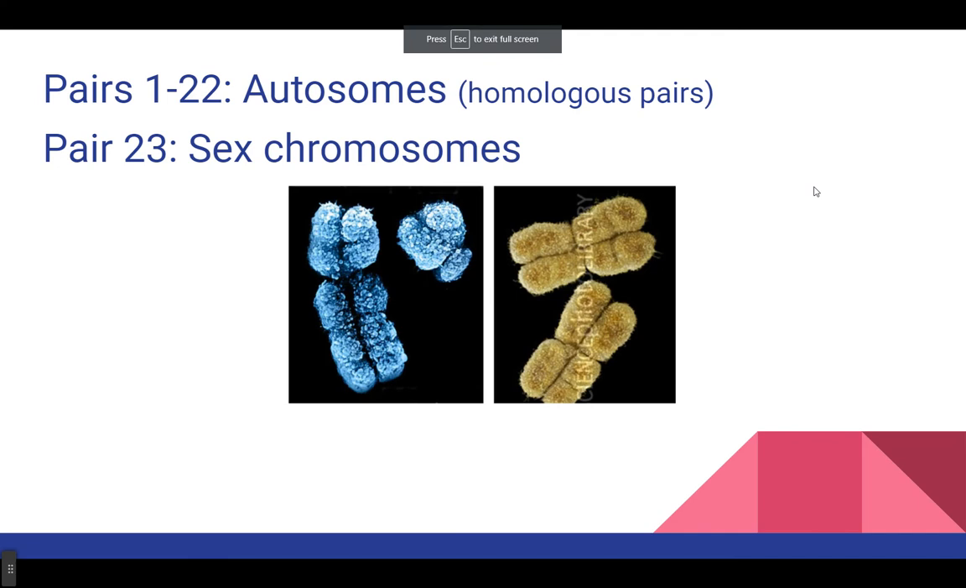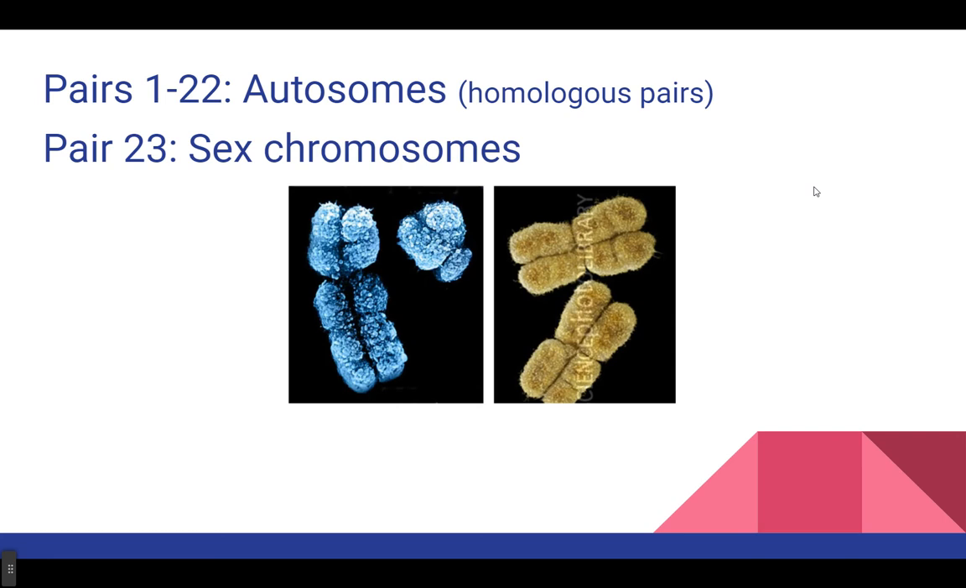Those first 22 pairs are homologous, which means they carry information for the same traits. It doesn't necessarily mean they're identical. Obviously, you could have gotten the dominant gene from one parent and the recessive from another parent, but they carry information for the same traits at the same loci, at the same positions along those chromosomes. The 23rd pair, that last pair, are the sex chromosomes.